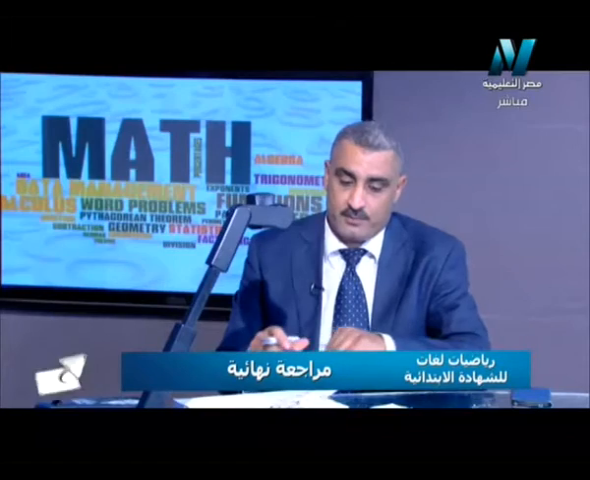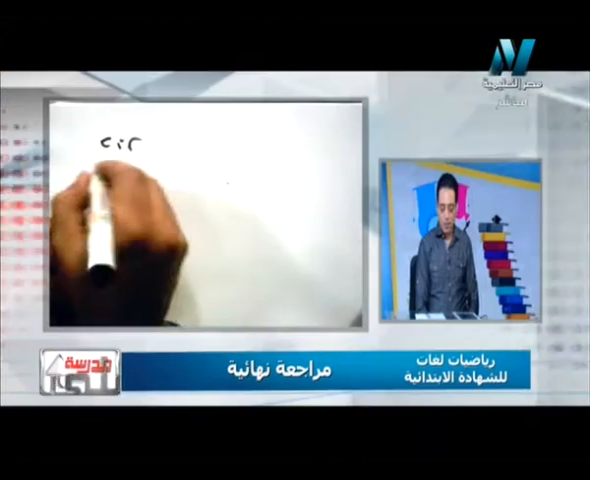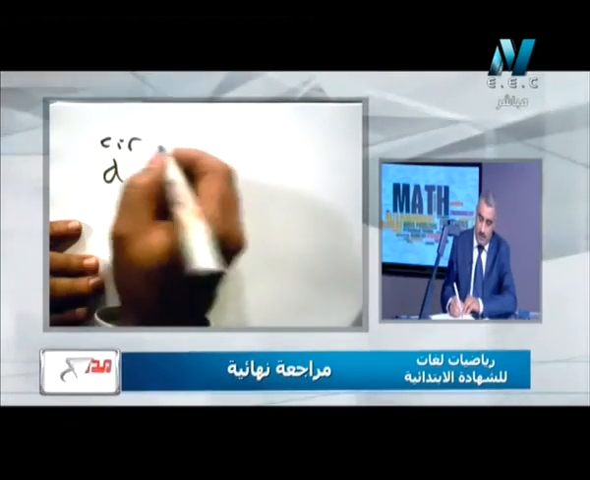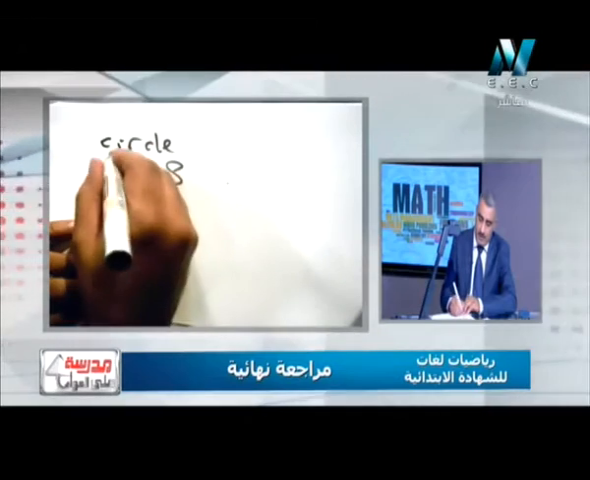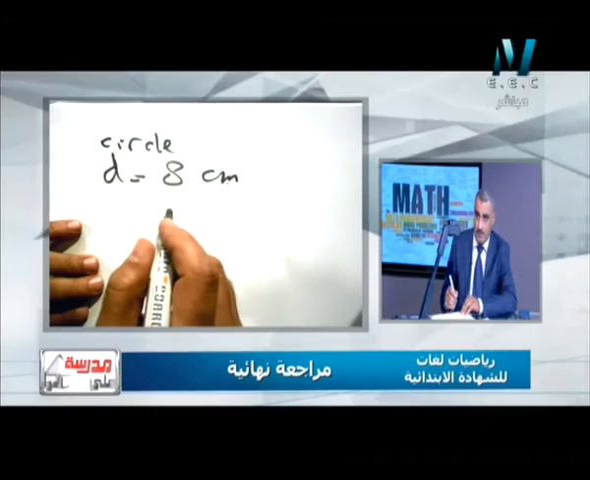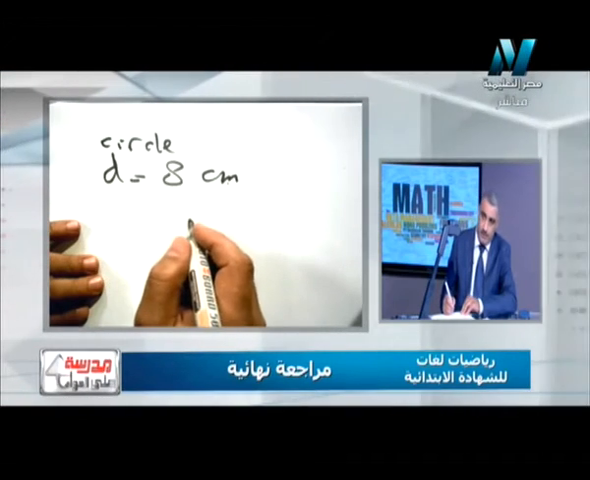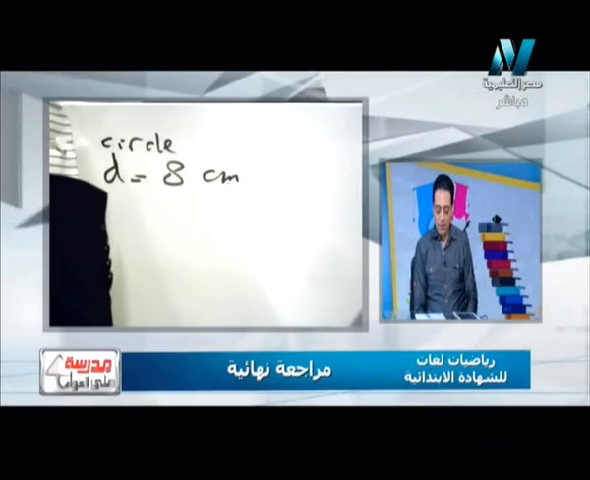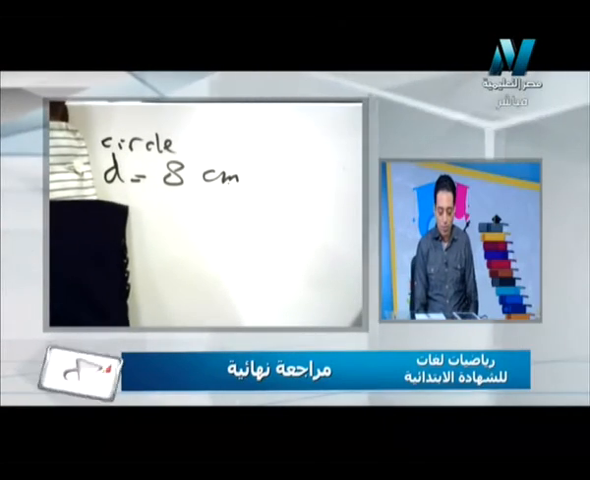Excellent. A circle, its diameter length is 8 centimeters. Its area equals? He gives me pi as 22 over 7 or 3.14. A circle, its diameter length is 8 centimeters. Its area equals how many square centimeters? 52, 50, 53, or 48.